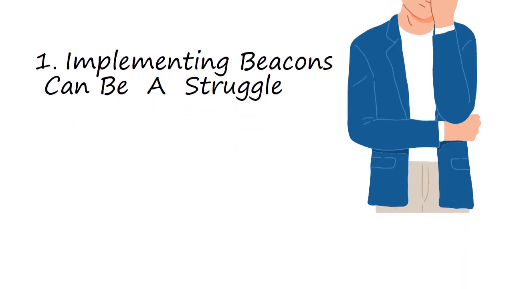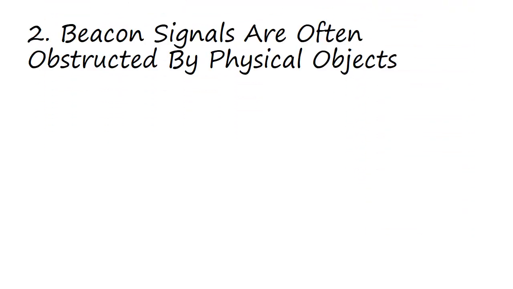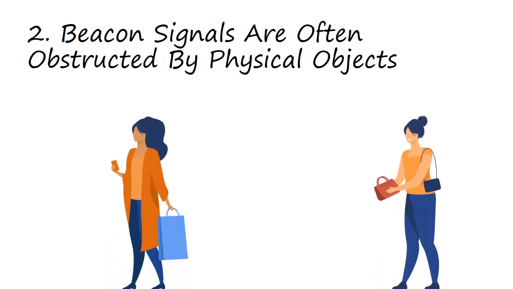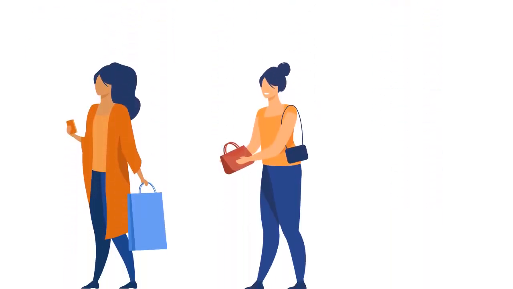Another problem that faces beacons is that the beacon's Bluetooth low energy signals are often obstructed by physical objects. As seen in the following demo, when there are no objects between the signal and receiver, everything goes well. But when an object gets in the way of the signal, beacons can function poorly and the receiver can lose the message.